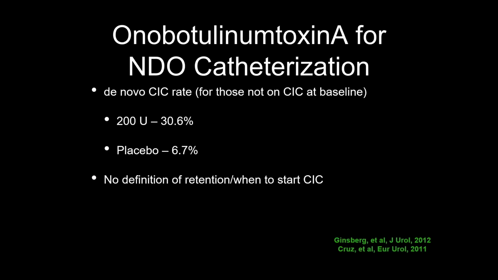Okay, so catheterization. This is from the package insert for neurogenic: 200 units, 30.6%, placebo 6.7%. So first of all, there's a 6.7% rate of needing catheterization for a placebo injection. How is that possible? The reason that's possible is we didn't do a great job when we designed the trial. There was no clear-cut definition of when to start CIC. And this trial had 2 groups of patients, if you remember, spinal cord injury and MS. And the MS patients were a fair number that came on that weren't catheterizing at baseline.